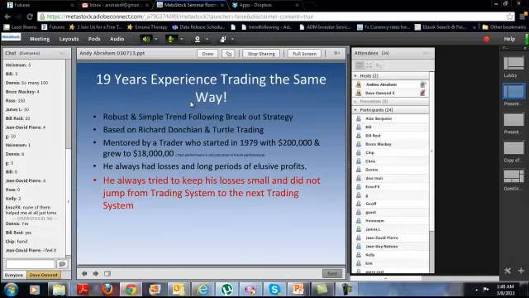The key of successful trading: simple, robust. I use a breakout strategy, like I just said. The idea with my colleague, my mentor, who's 80 years old now, is that he always had losses. He didn't try to prevent them.